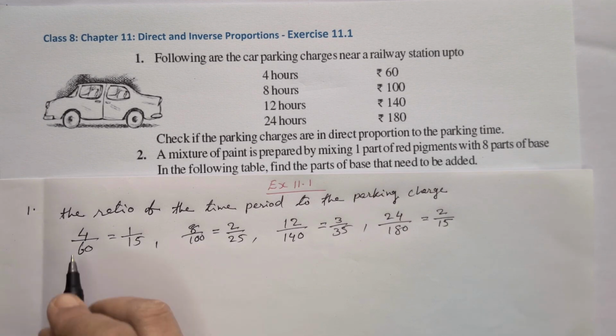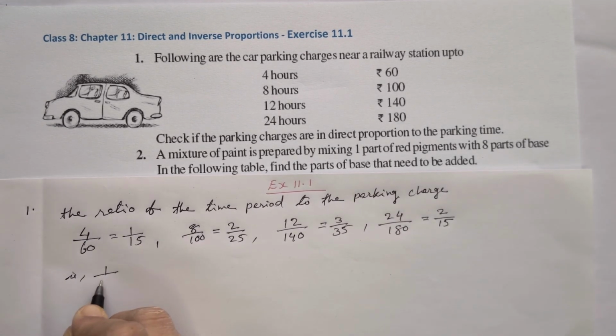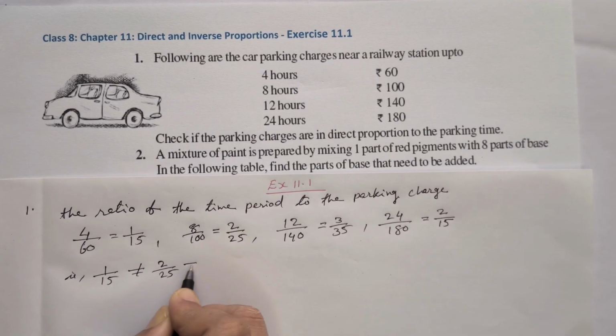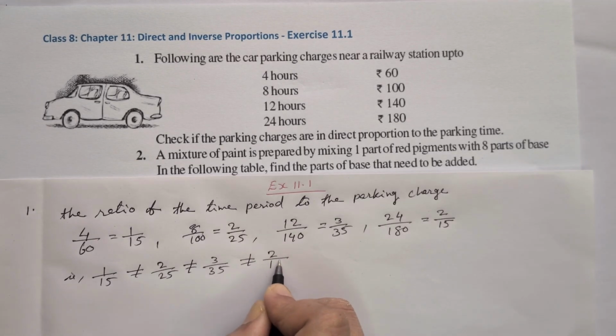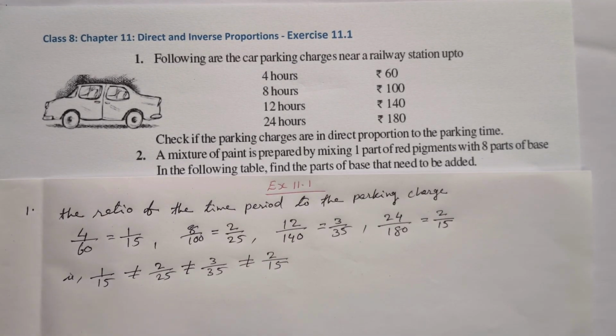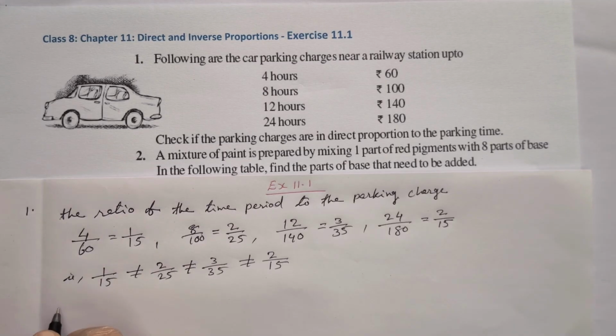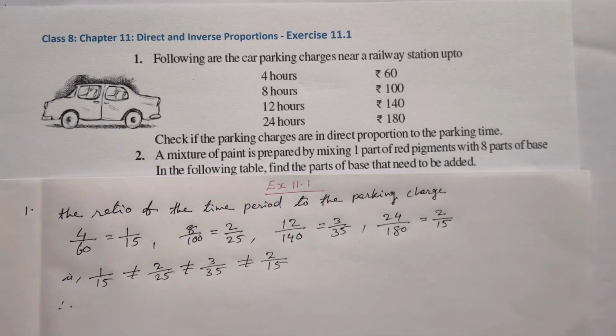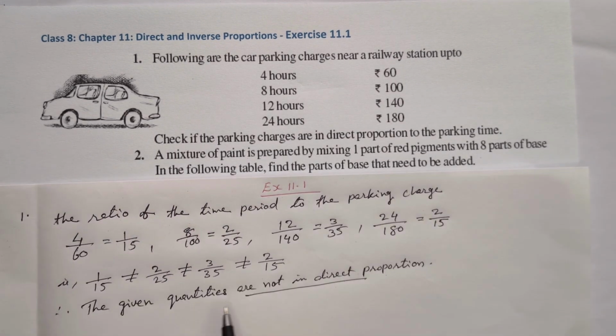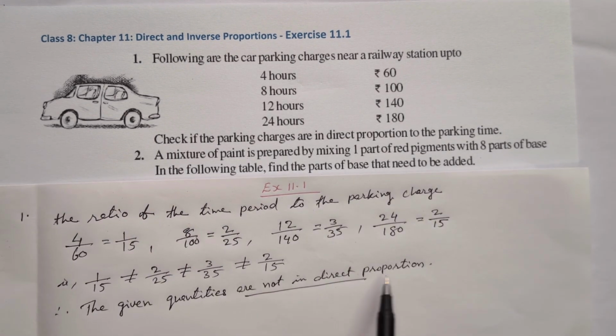Now we can see the first ratio 1 by 15 is not equal to the second one, 2 by 25, which again is not equal to the third ratio 3 by 35, and that is not equal to 2 by 15. All the ratios are different, not equal. So we can write that the given quantities are not in direct proportion.